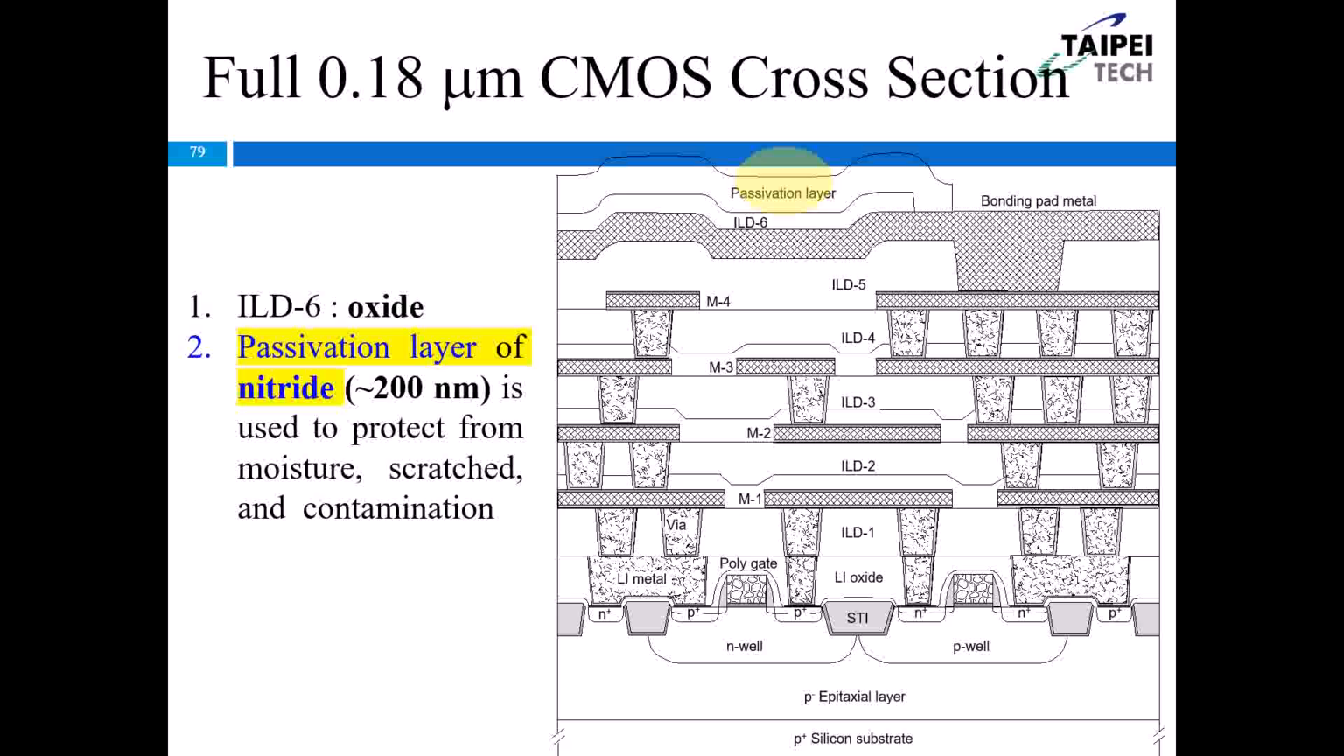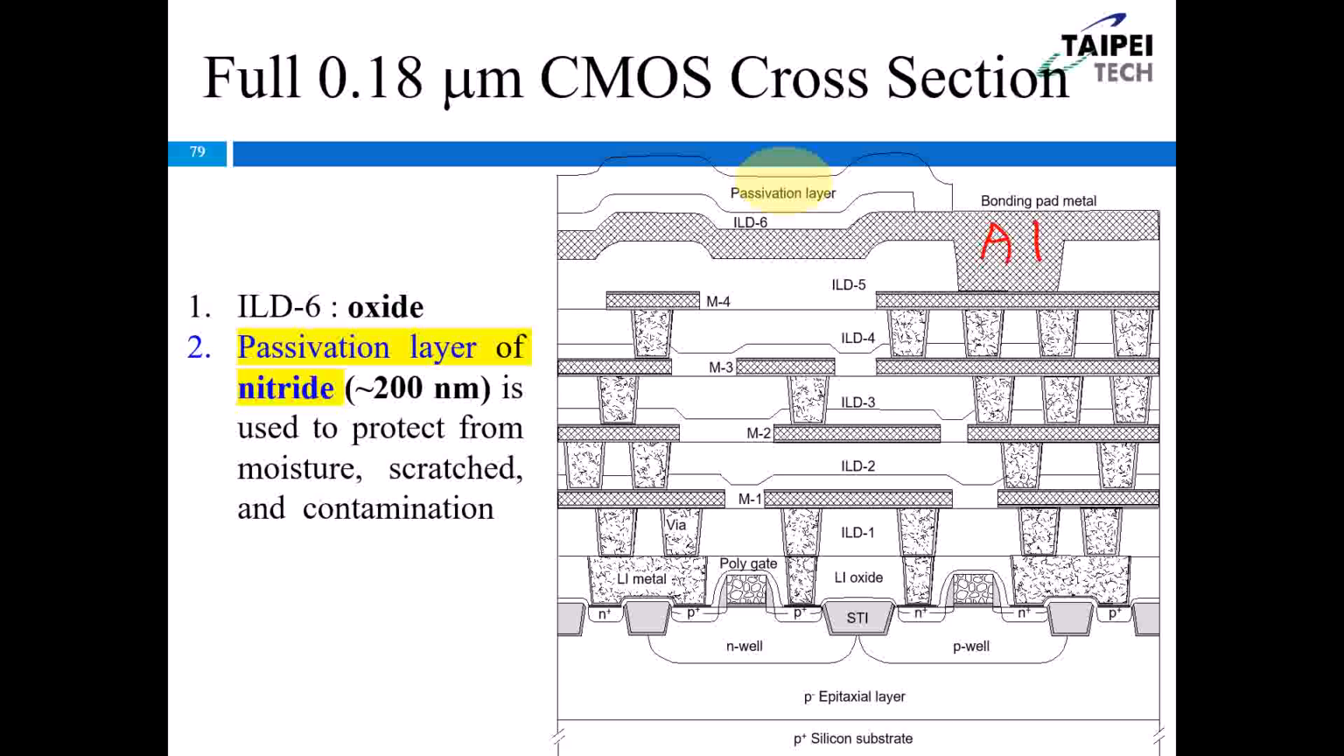So on the top, you see we have the bonding pad metal. Here is the bonding pad metal, okay? Usually the bonding pad metal is very soft. We use a soft material like aluminium. Of course, for the 0.18 micrometer, the metal material is also aluminium, okay?